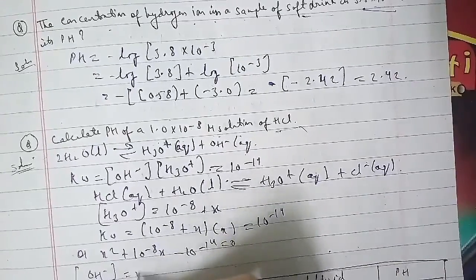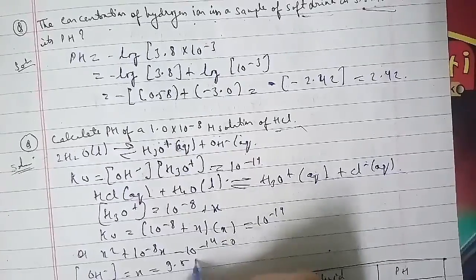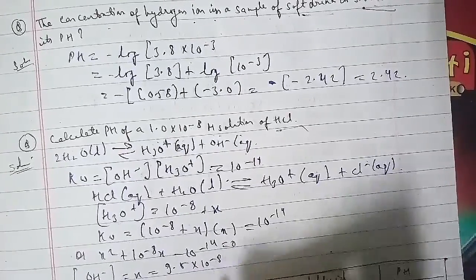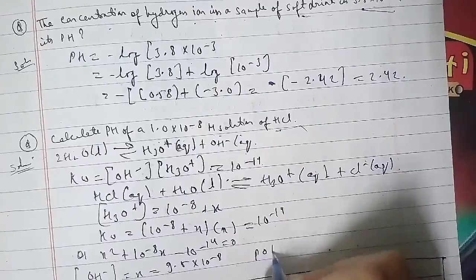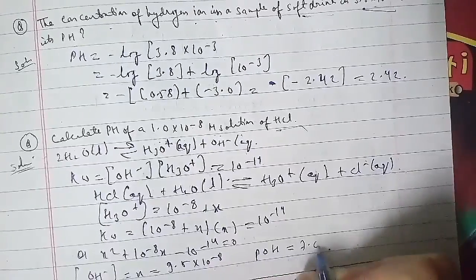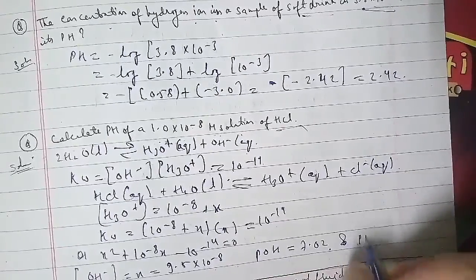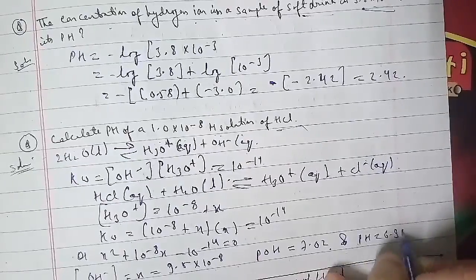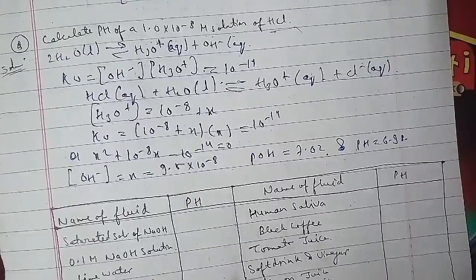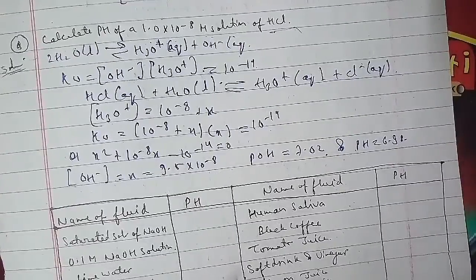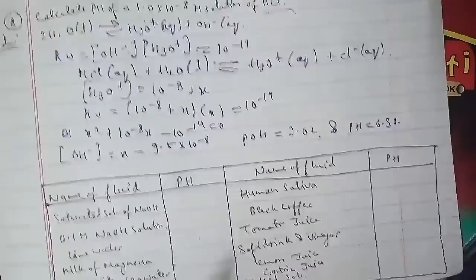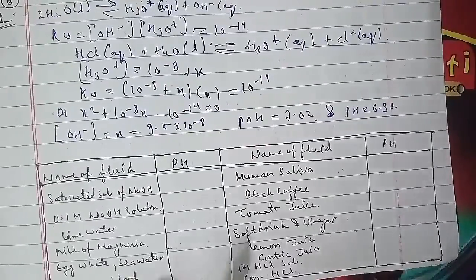Lime water, that is 10.5. Then we have milk of magnesia, that is 10. Then you have egg white or sea water, that is 7.8. Then we have human blood, that is 7.4. And then we have milk, that is 6.8. Next is human saliva, that is 6.4.